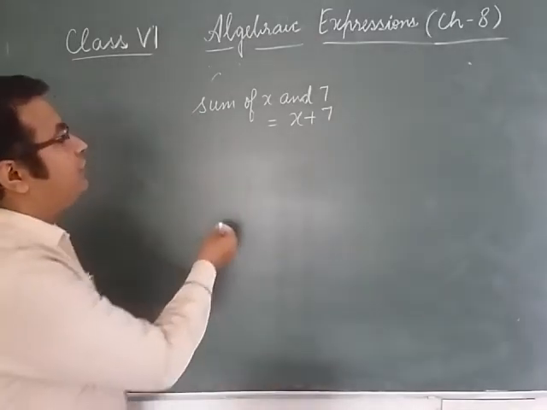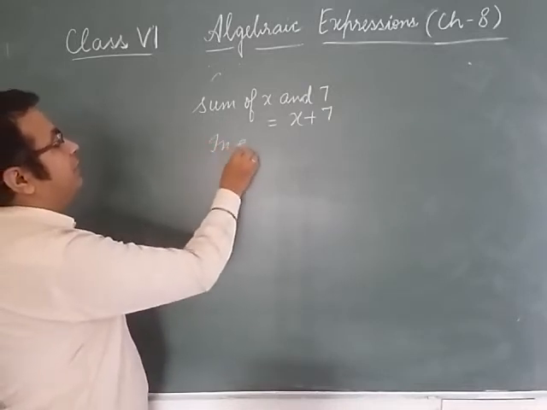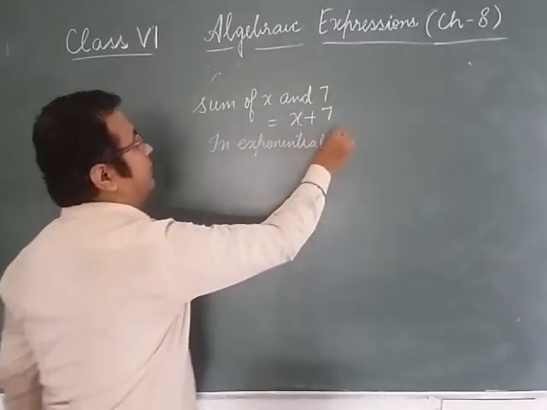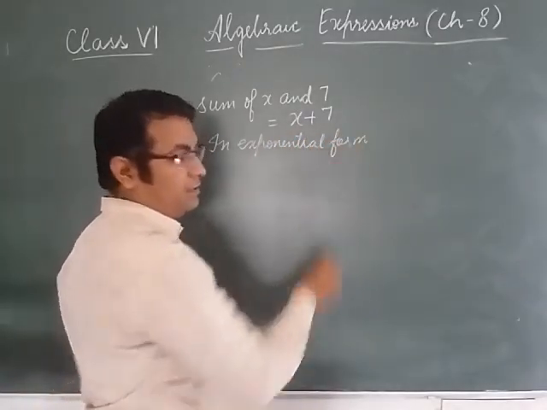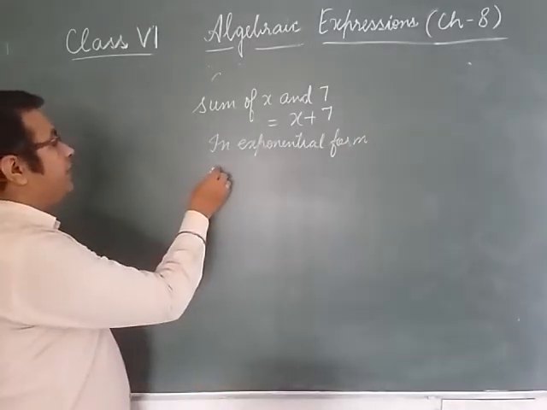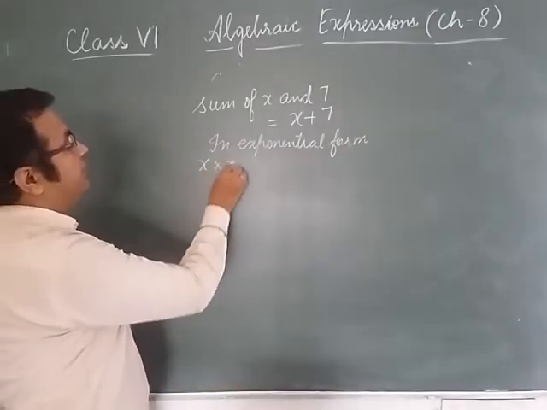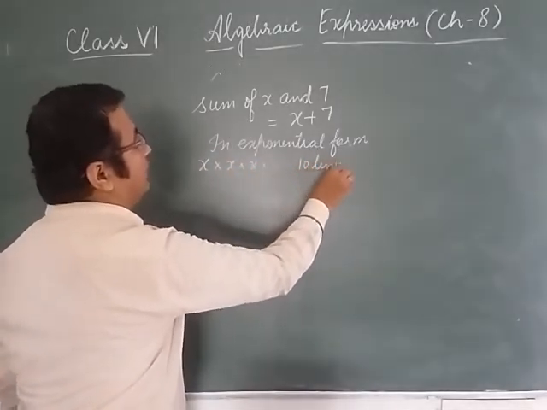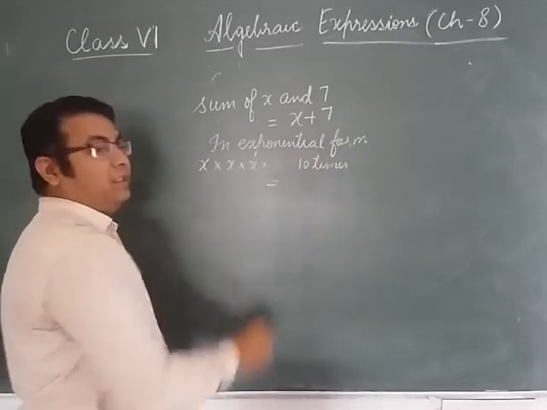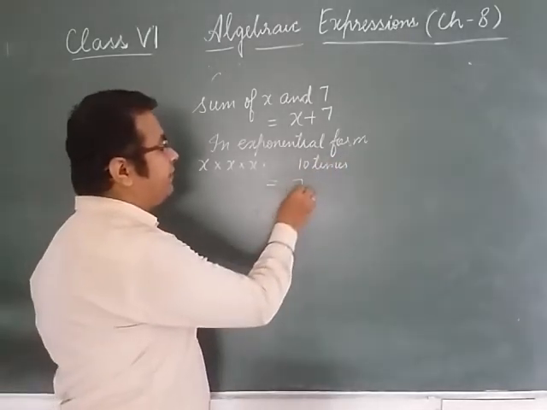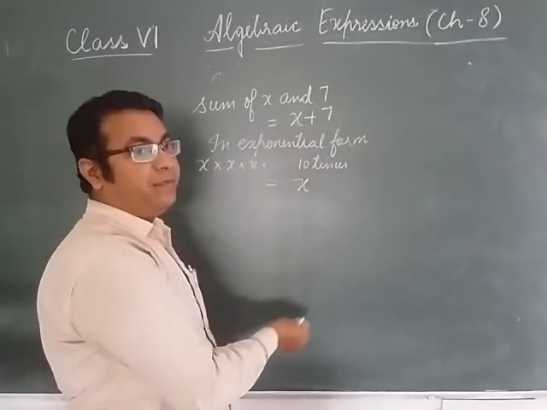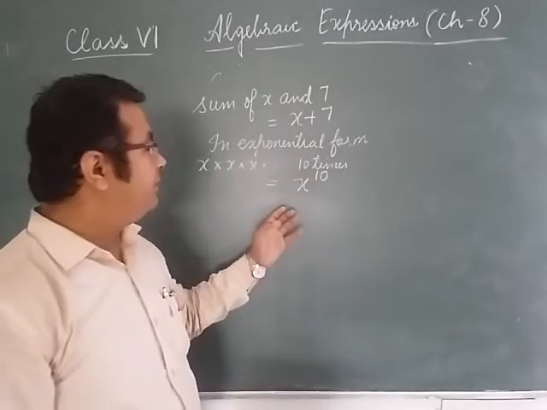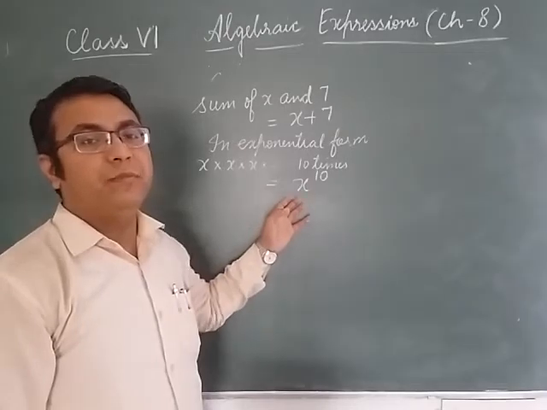Now suppose you have to write in exponential form. Exponential form means power form. Suppose you are given x into x into x, 10 times. You have to write your answer in exponential form. So how will you write? First you will write the variable, that is x, and the number of times it is multiplied will become the power. So x multiplied by x 10 times, in exponential form, can be written as x to the power 10.